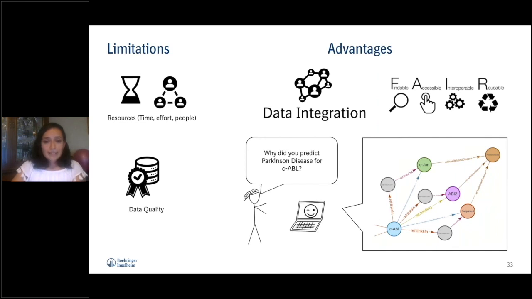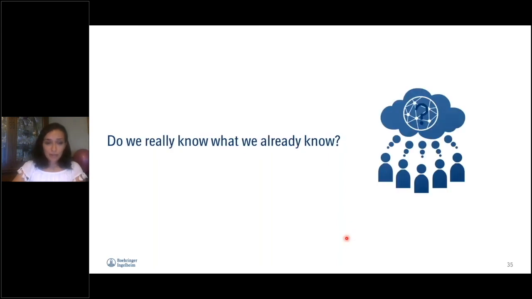And with that, as a bonus, I would like to ask you a question for knowledge exploration. So the question is, do we really know what we already know? This is an interesting question because actually we are reinventing data every day because we don't know what we already know, or we don't know what we already don't know.